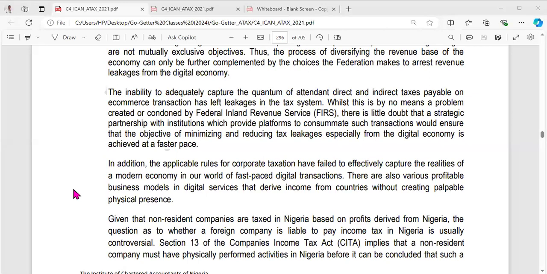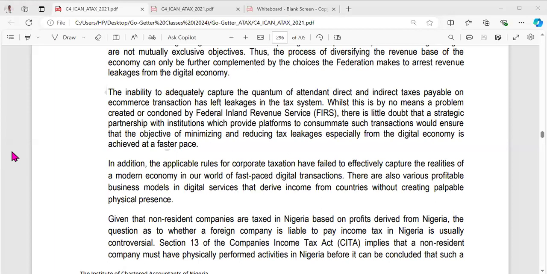In addition, the applicable rules for corporate taxation have failed to effectively capture the realities of a modern economy in a digital, fast-paced transaction world. So our corporate tax, our normal taxation, did not capture the fact that the situation might change, that we might no longer be having physical presence. When our 1999 Constitution was made, even the tax act we have, 2004 as amended, 2014 as amended, did not capture the fact that there could be virtual digital tax. So the modern realities are not being captured in our tax laws.